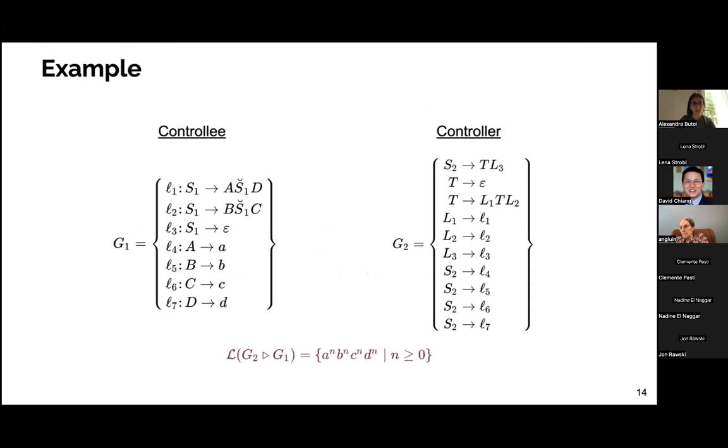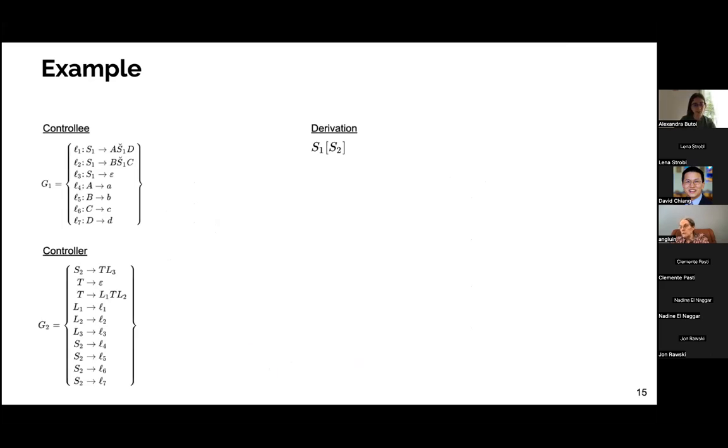So say we have this control E grammar, G1, with labeled productions and also distinguished non-terminals on the right-hand sides, and the controller is G2. And the language defined by these grammars is a^n b^n c^n d^n. And we use the right-pointing triangle to say that the grammar G1 is controlled by the grammar G2. And one derivation using these grammars, we read the following.